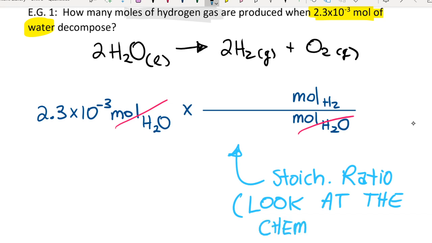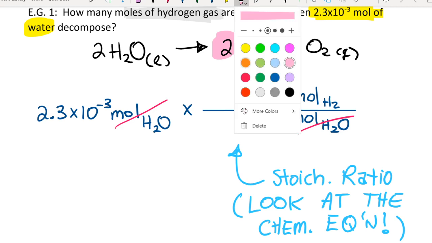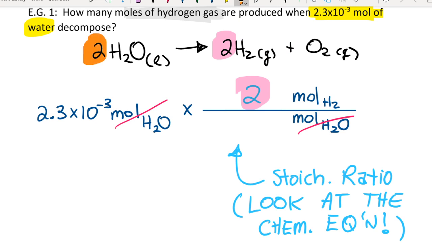Look at the chemical equation. Just look at the chemical equation and take the numbers right from there. In this chemical equation, how many moles of hydrogen do I make? 2. So I'm going to put that number there. I need a new color. There's a color. And how many moles of water do I use? Does that make sense? Tell me if it doesn't.